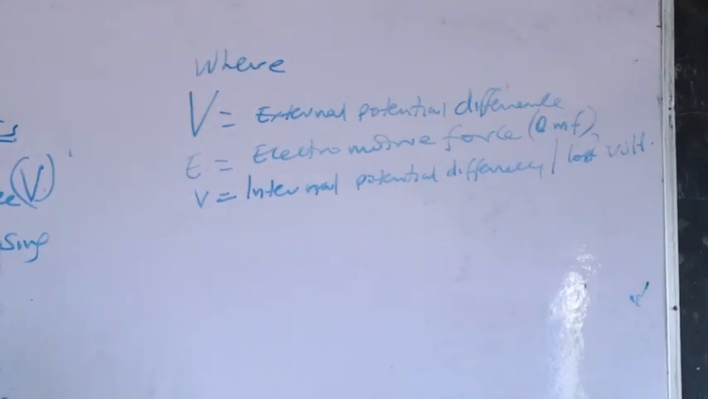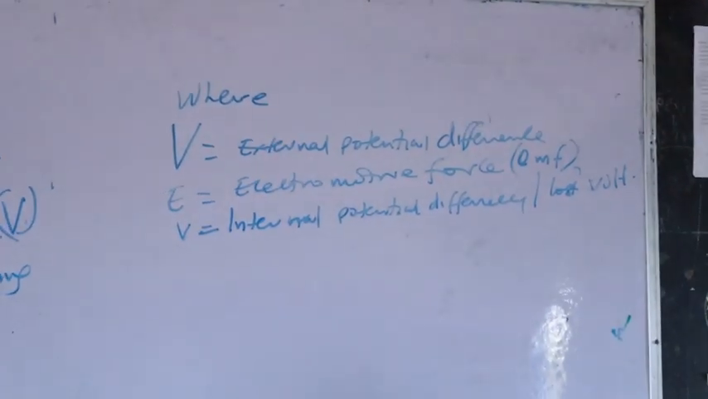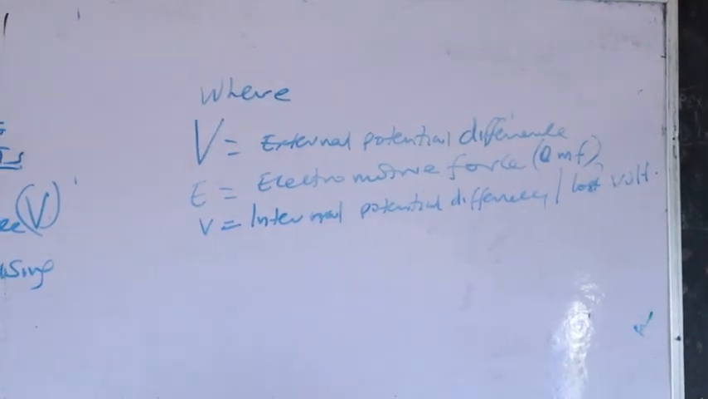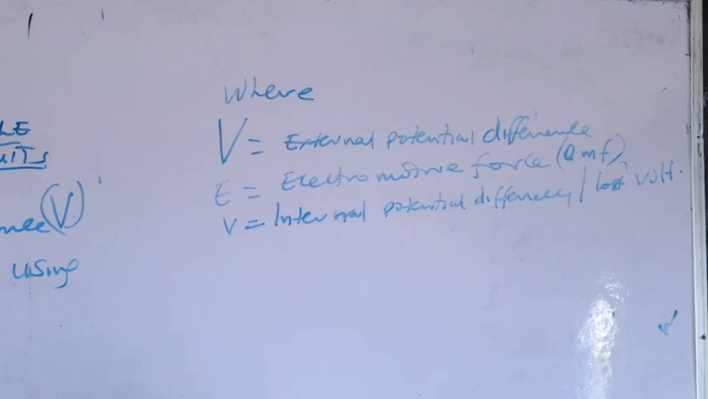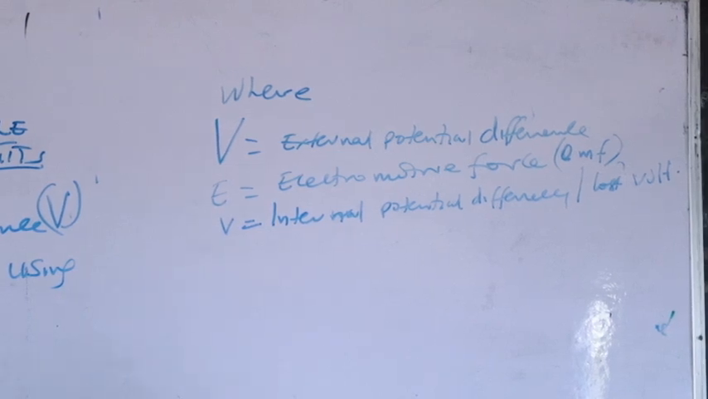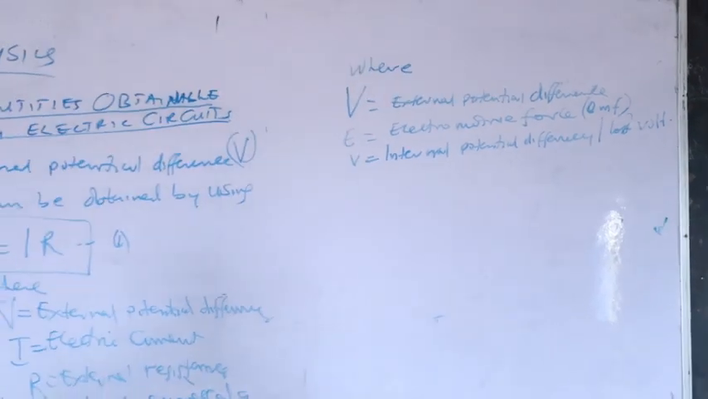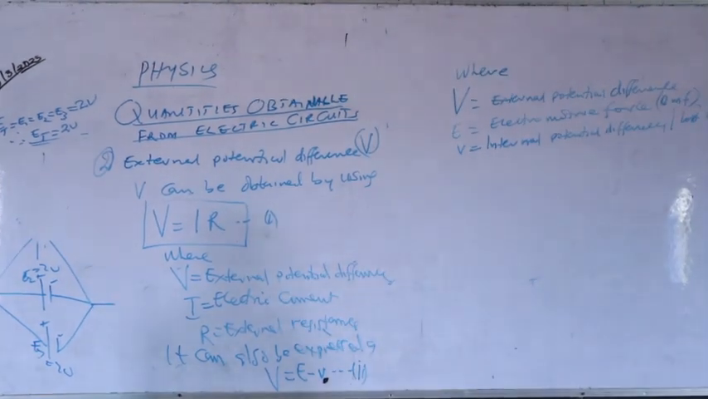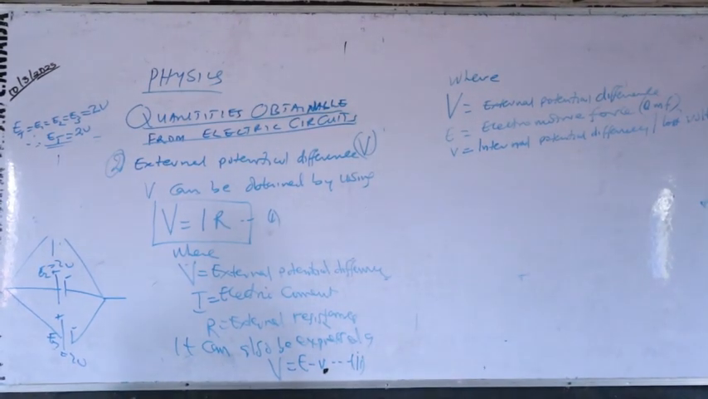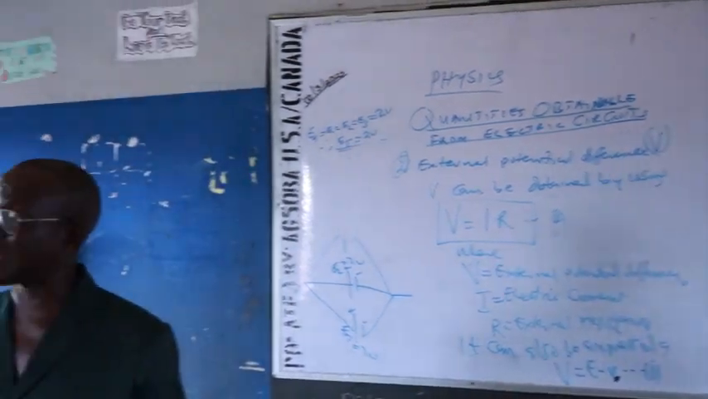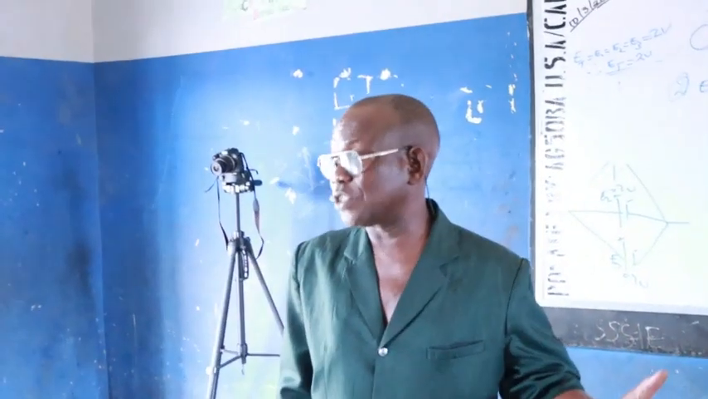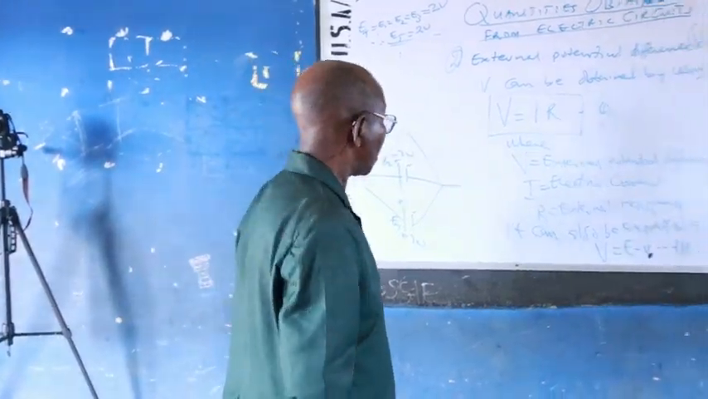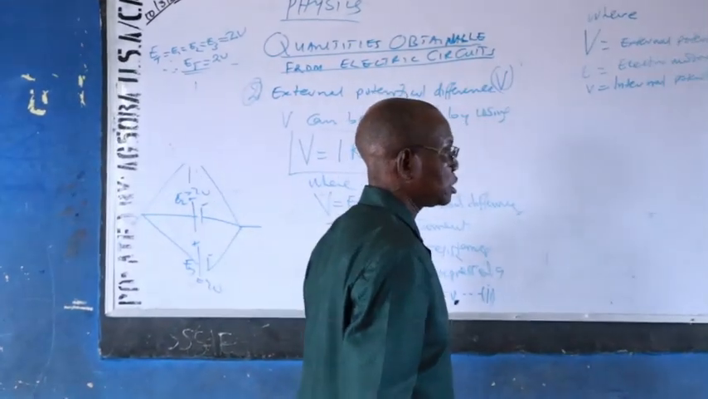When the battery is working as it is defined, when the battery is delivering current, whatever the voltage across the cell at that time, that voltage is called external potential difference. But when the cell is not delivering current, whatever voltage across its terminal is called electromotive force. The difference between electromotive force and external potential difference is the loss volt, which is also known as internal potential difference.